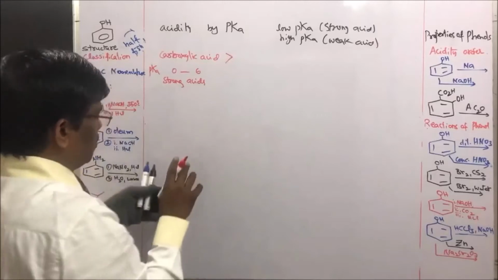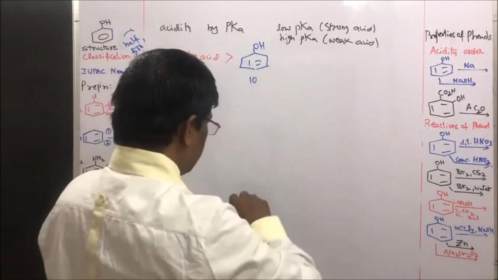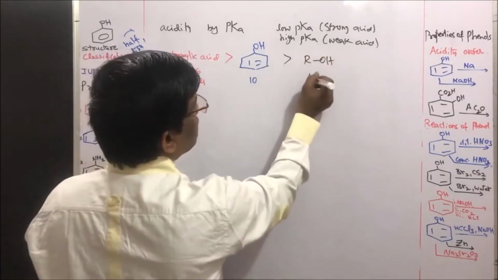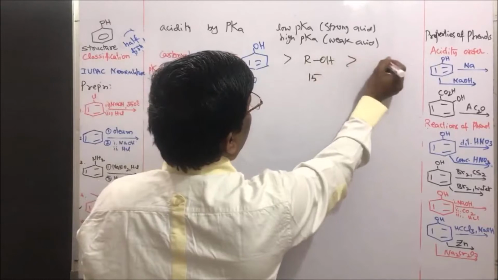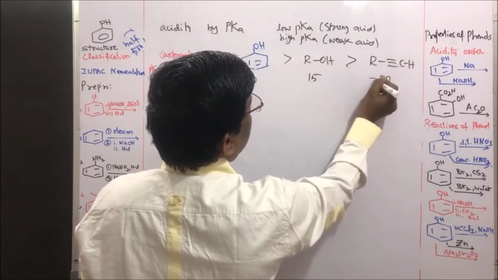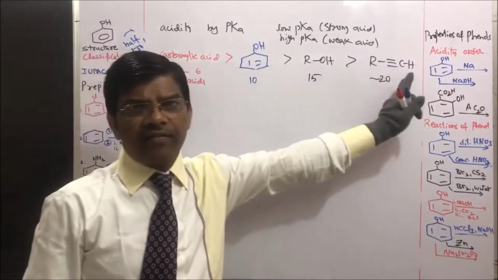When it comes to phenols, the pKa is going to be around 10. And then it is going to be alcohols. The pKa of alcohols is going to be 15, followed by alkynes. The pKa is going to be around 20. Yes, this is the overall acidity order of these compounds.